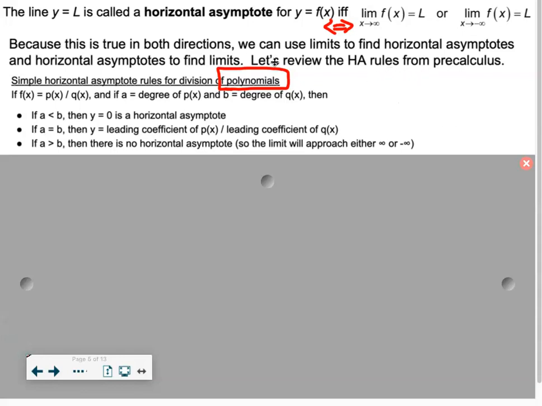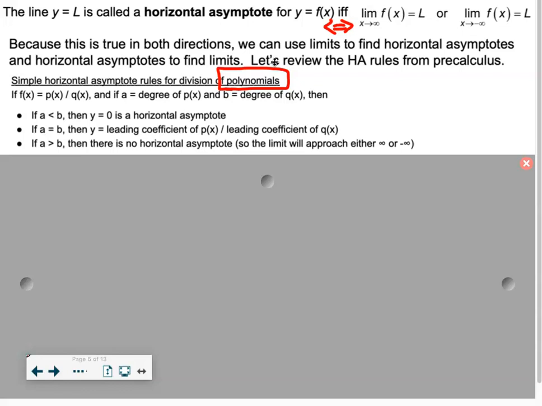All right. So if you have a polynomial over a polynomial, each polynomial has a degree. Does anyone know what the degree is? Yes, very good. Wait. Someday I am going to learn your names. Okay, Anisha. Yeah. Okay, highest exponent. The degree is the highest exponent, right? Okay, so the degree of the top and the degree of the bottom are what we look at.